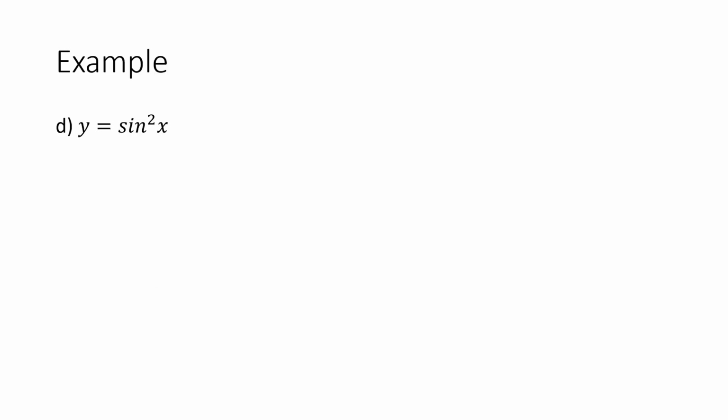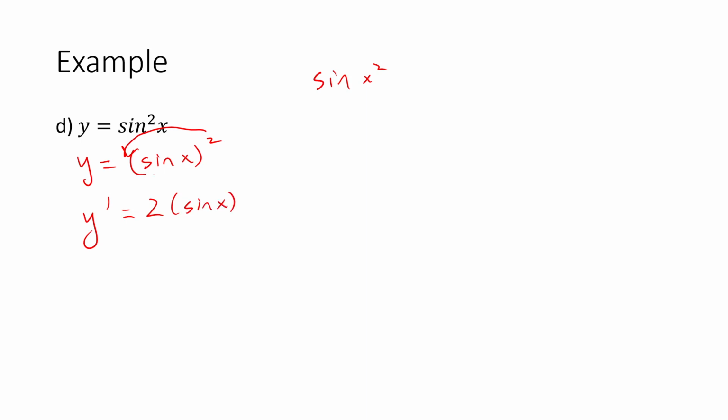Now, in the last question we were determining the derivative of the sine of x squared. That's much different than the sine squared of x. The question that we have in front of us here can be expressed this way: y is equal to sine x quantity squared. Well, the derivative of that will just be 2 times sine x times the derivative of sine x, which is cos x.